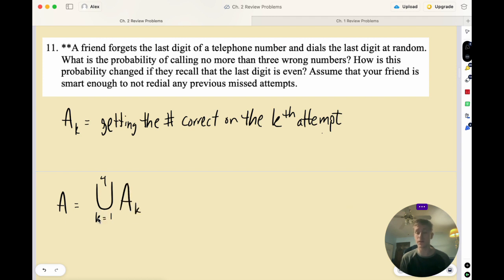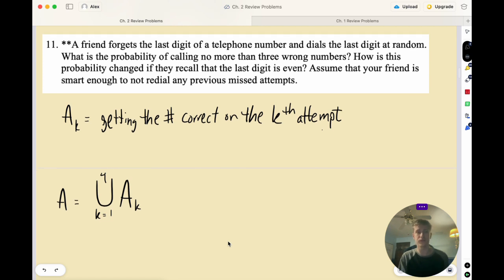Why all the way up to 4? Well, you could get it correct on the first attempt, which means you missed 0 times. Get it correct on the second attempt, meaning you missed once. The third attempt, you missed twice. And the fourth attempt means you missed 3, which you're allowed to, right? You can dial 3 wrong numbers and then get it correct on the fourth attempt.